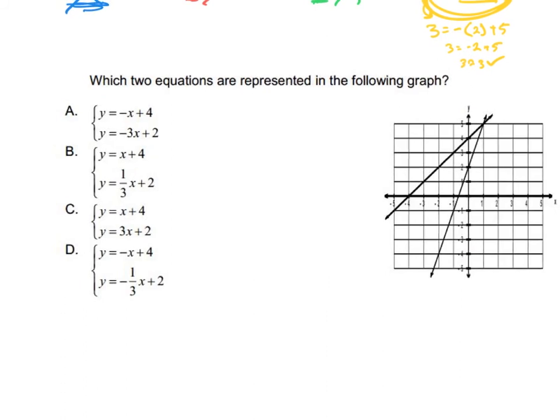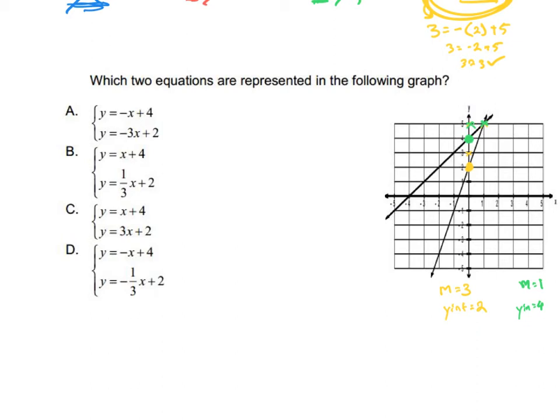All right, let's try this one. Which two equations are represented in the following graph? Well, let's see. It looks like I'm going to have a y-intercept of 2 and a slope of 3 over 1, so one that has a slope of 3 and a y-intercept of 2. Okay, so that's going to be one of them. Let me think about the other one right here. It looks like a y-intercept of 4 and a slope of up 1 over 1. So the slope is equal to 1.